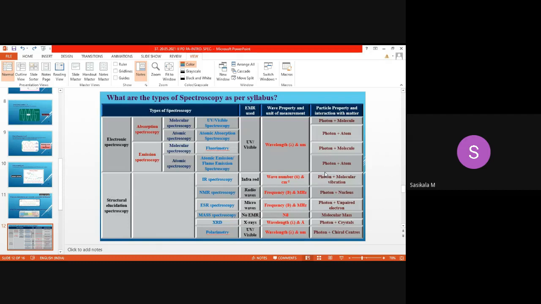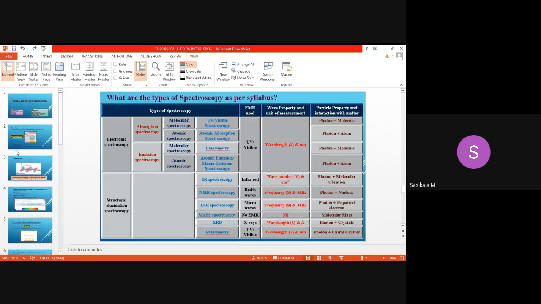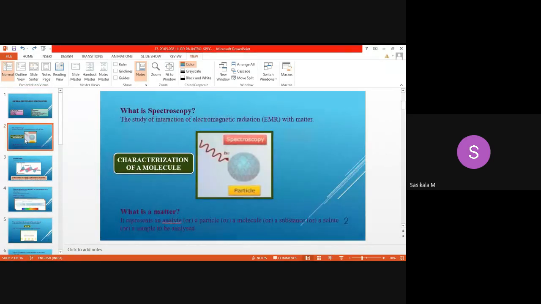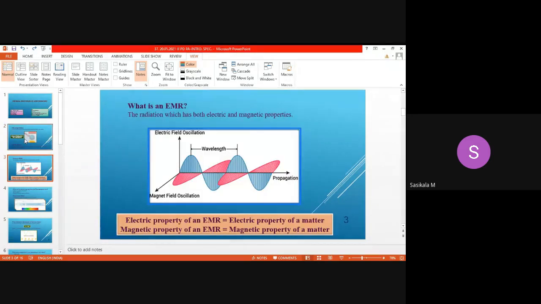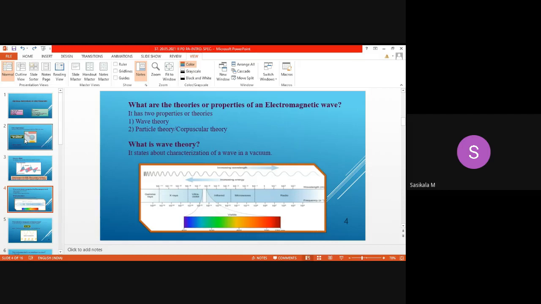Okay. So now let's see what the types of spectroscopy are as per the syllabus. Before moving on to this, let's revise once again what we have discussed till now as the introduction to spectroscopy. We have seen what spectroscopy is, what matter is, what EMR is, what its properties are, and how EMR interacts with matter: the electric property interacts with the electric property, the magnetic property with the magnetic property of the analyte. Then the two theories of EMR, wave theory and particle theory, the corpuscular theory. What is wave theory?